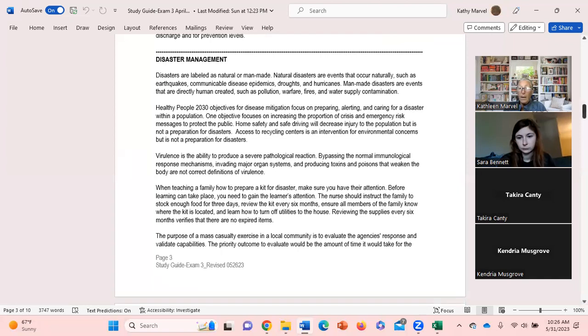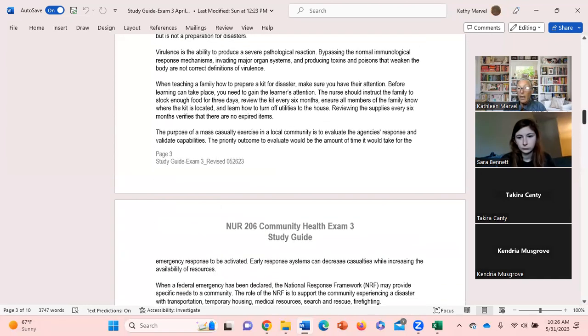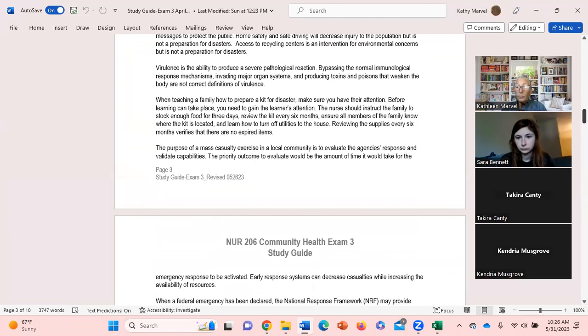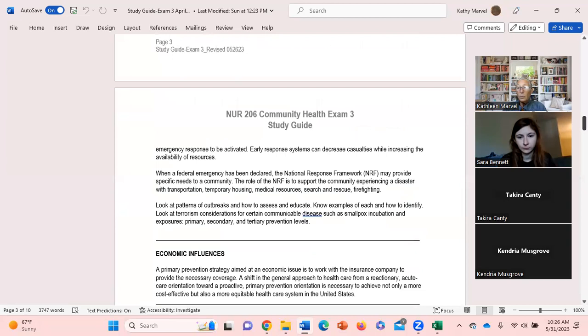Okay. And then there's a section here about mass casualty exercises. Why do we do those? We do those to see what the response time is, to see our capabilities of responding to a disaster. And if you're in the workplace, you're probably participating in disaster drills. Okay, we obviously know that early response can decrease casualties. And early response can also increase the availability of resources.